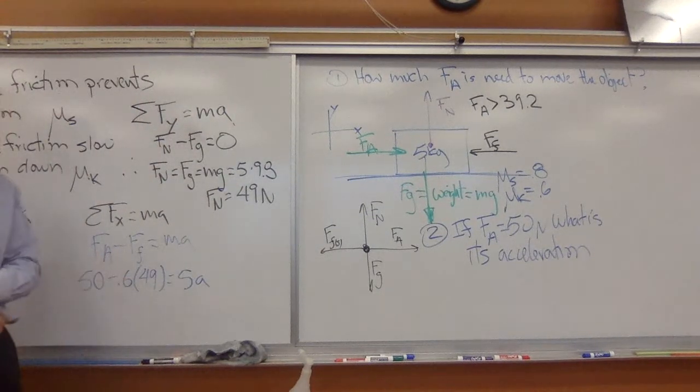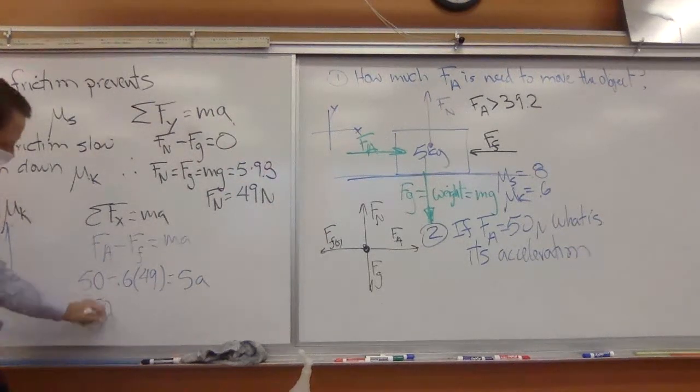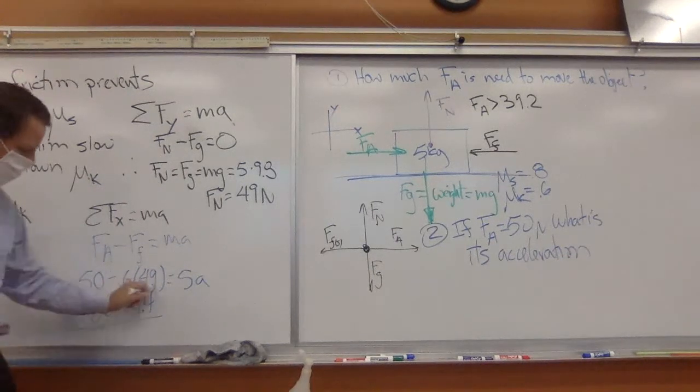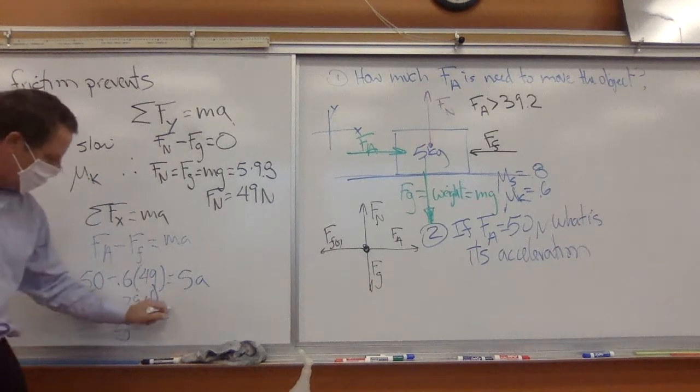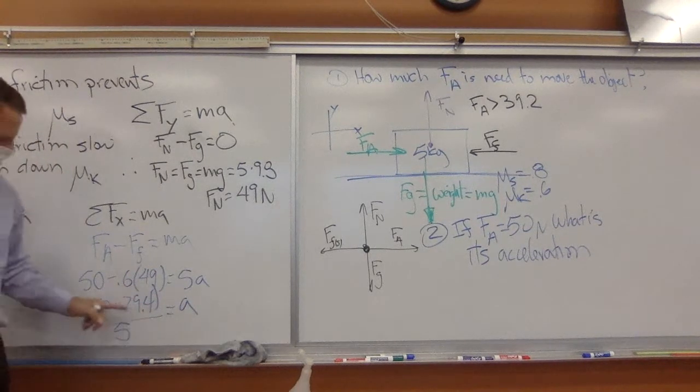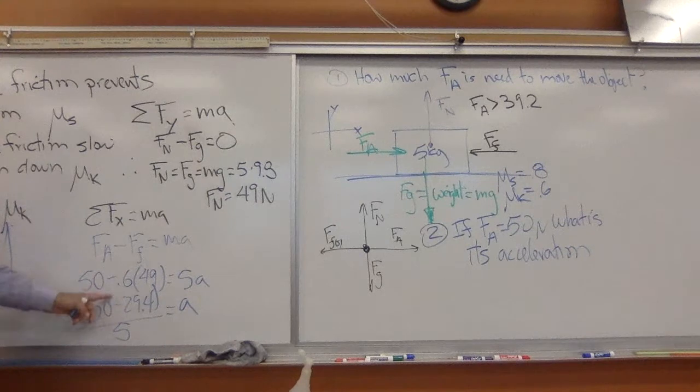So 0.6 times 49 is going to be, what, 29.4? So we're going to say 50 minus 29.4. This whole thing divided by 5 is going to be our acceleration. So 50 minus 29.5 is about 20. Divided by 5 is going to be about 4, I think.